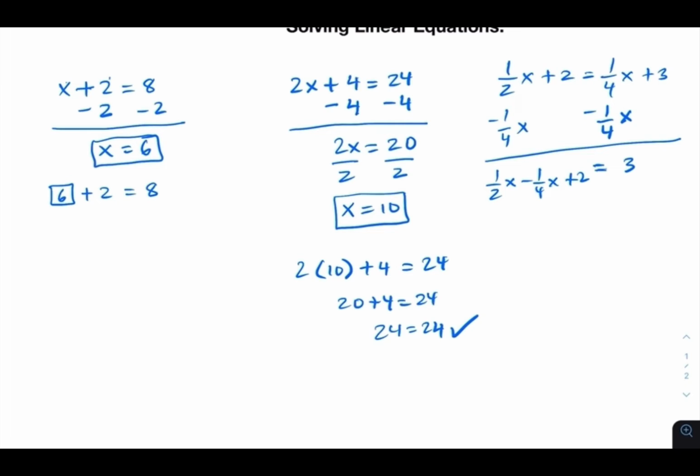Now you have your x's. We still got a 2 there, so we also want to get rid of that 2. Let's get rid of that 2 first and then deal with the x's. Here we have a positive 2.